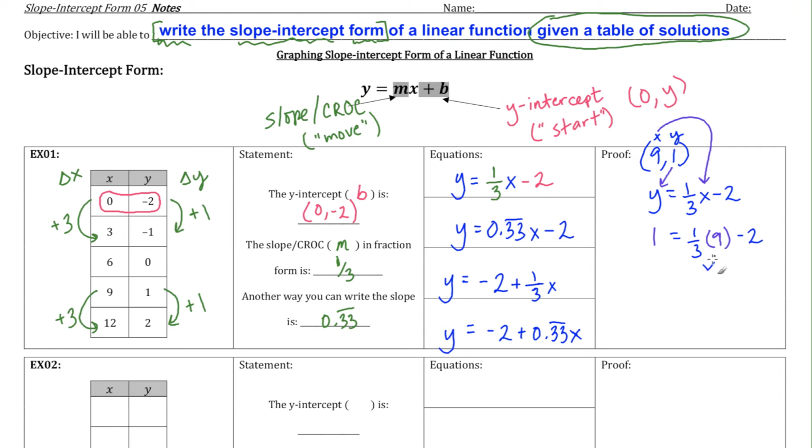So a positive times a positive is a positive, let's write that way. 1 equals. Positive times a positive is a positive. 1 times 9 is 9. 9 divided by 3 is 3. And then we bring down this minus 2. And 3 minus 2 is in fact 1. And 1 does equal 1. The left side is in fact equal to the right side.